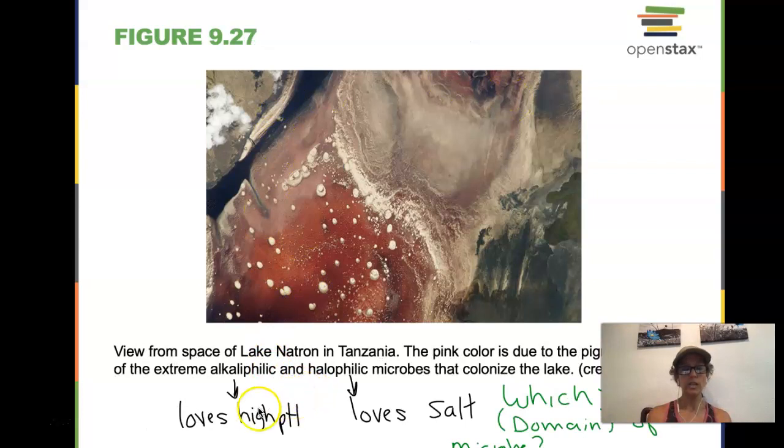This is looking at an alkalophile. An extreme alkalophile loves a high pH, and halophiles, salt lovers, cause this color change in this lake. And these would most likely be in the domain of archaea because of the extreme conditions.